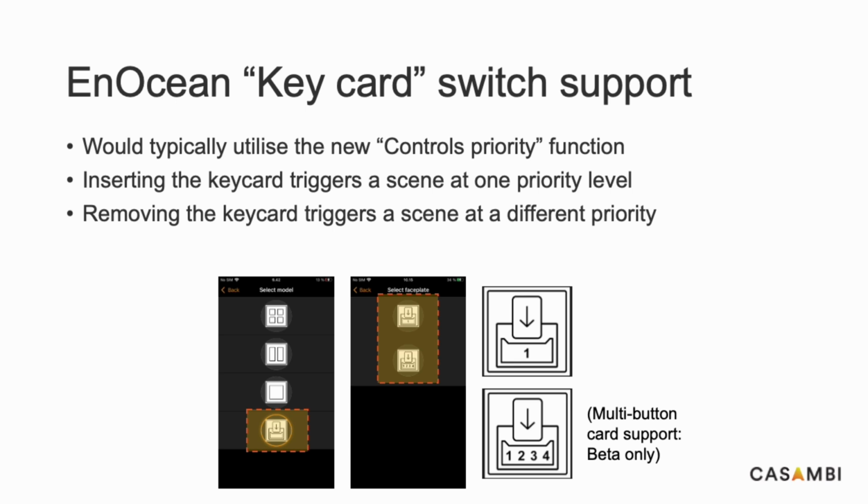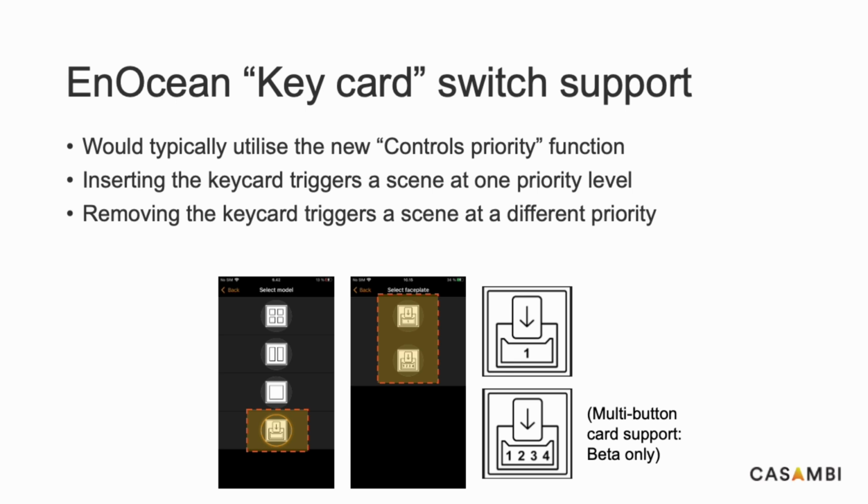But basically, if we think of the standard module that just does an action when you insert the card, it triggers a scene at one priority level, and removing the card will trigger a scene at another priority level. So for example, you walk into the hotel room, you put your key card into the slot, it then triggers, let's say, a welcome scene for the guests who are coming into the room at normal manual control priority level, so just like a normal switch.